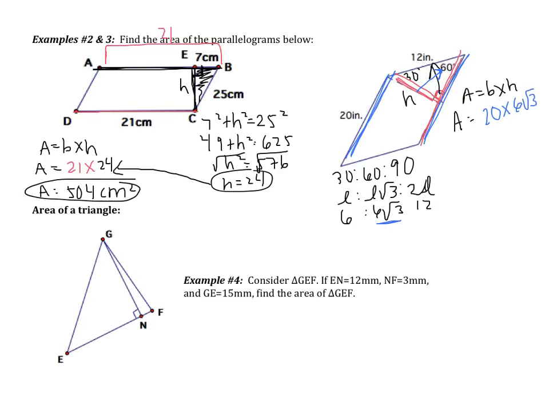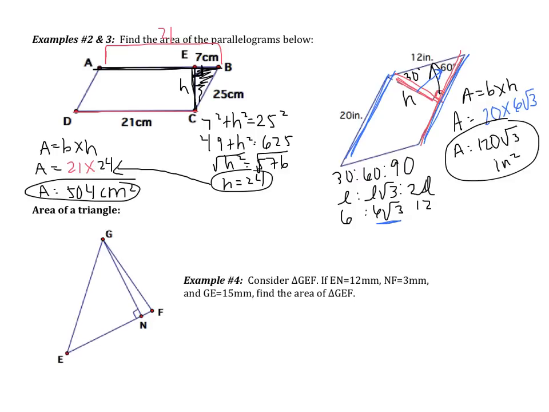So my area is going to be 20 multiplied by 6 root 3. 20 multiplied by 6 is 120, and then I keep the root 3. Units are inches squared. So hopefully you remember the 30, 60, 90 triangles. If you don't, please make sure you ask me in class, because you will need to know these for the rest of the chapter. This chapter and next chapter.